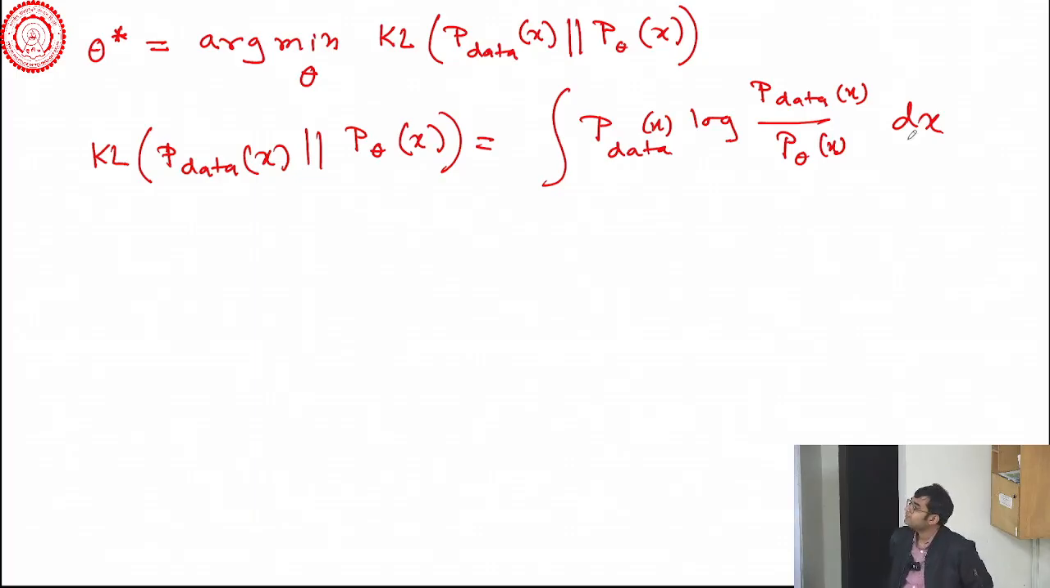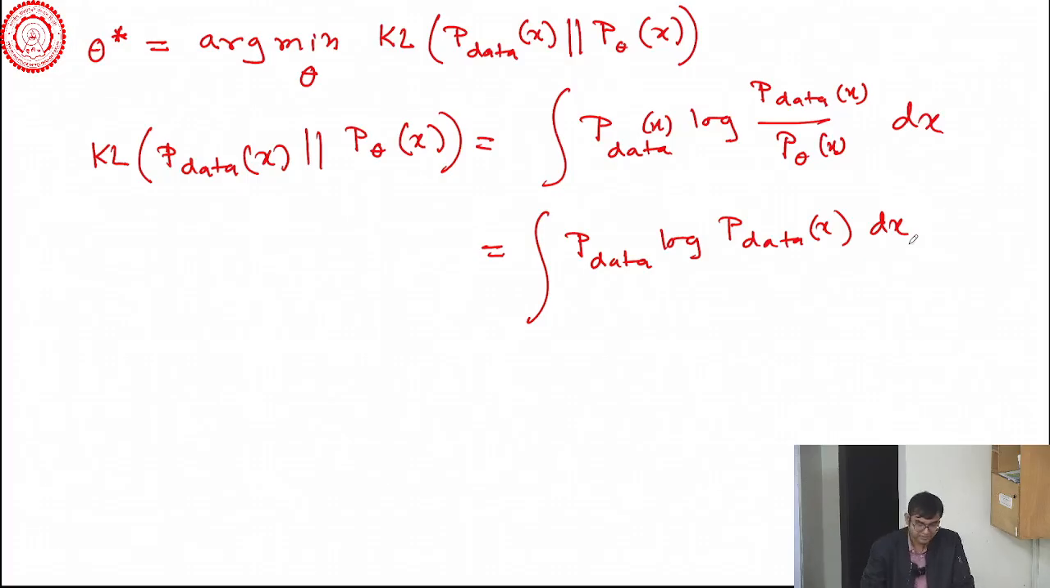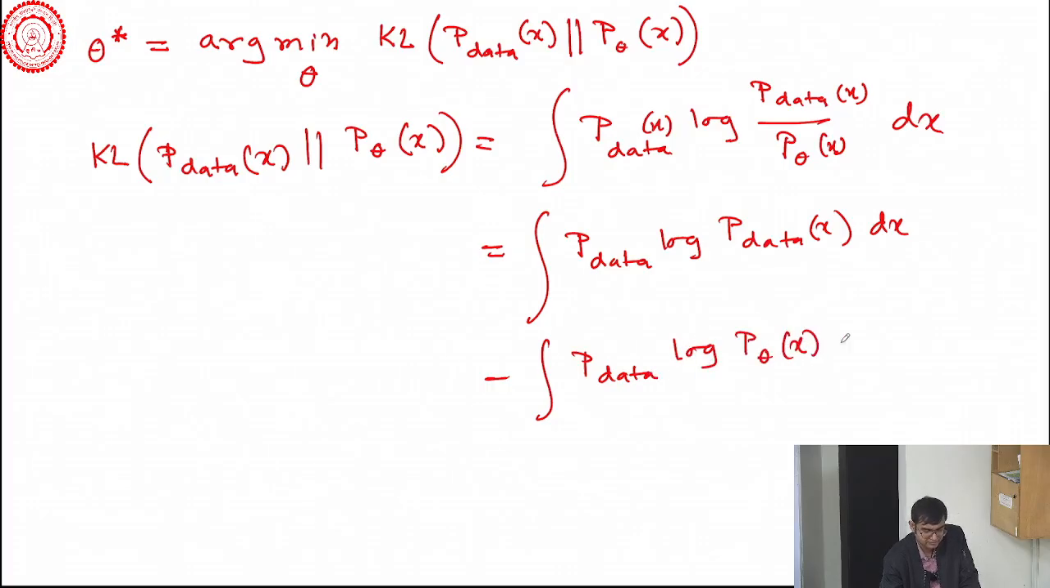Okay. So this is the one I can, the log A by B is log A minus log B, I can do that and decompose it into two terms, right? So I'll do that. So this is equal to, the first term will be equal to P data log of P data x dx. This is the first term. The second term is equal to minus P data log of P theta x dx.